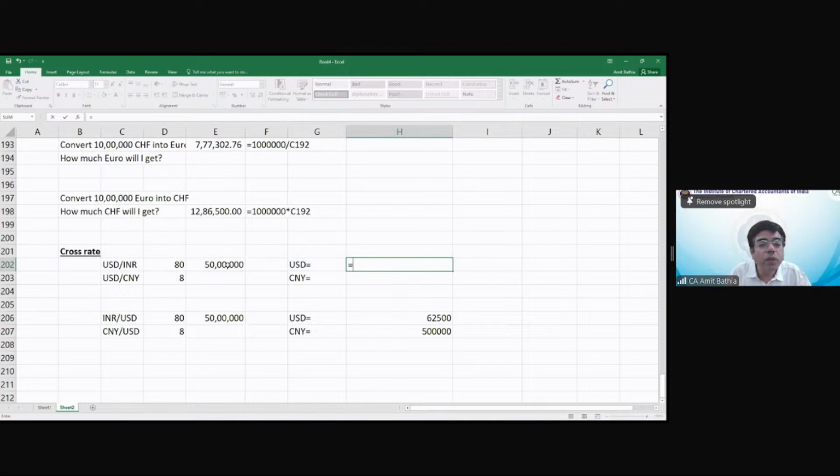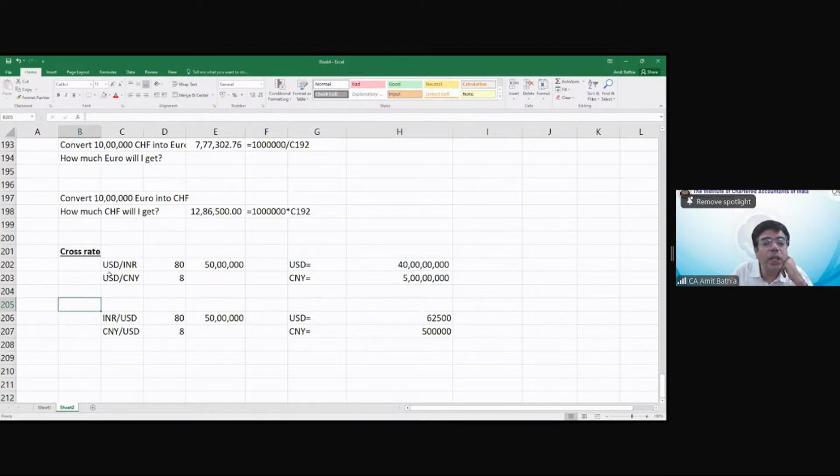Now, if you have 50 lakh INR, you are going up. So going up is multiplication, right? Because here the way it is expressed is that 1 INR is going to get you 80 USD. So it is 50 lakhs into 80. So you get almost, what is the value? 4 crores. Are you with me? That is 40 crores. And then how much CNY will I get? So I'm going to convert going down. So I'm going to divide. So 40 divided by 8. Are you all with me?